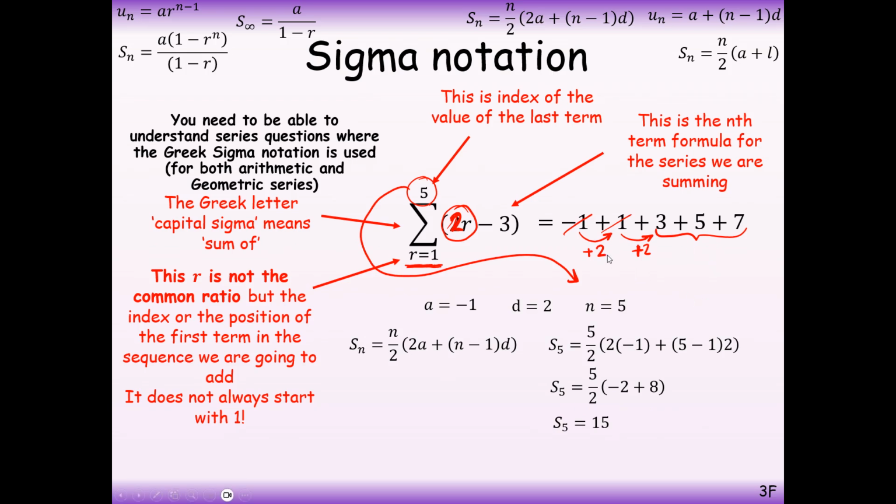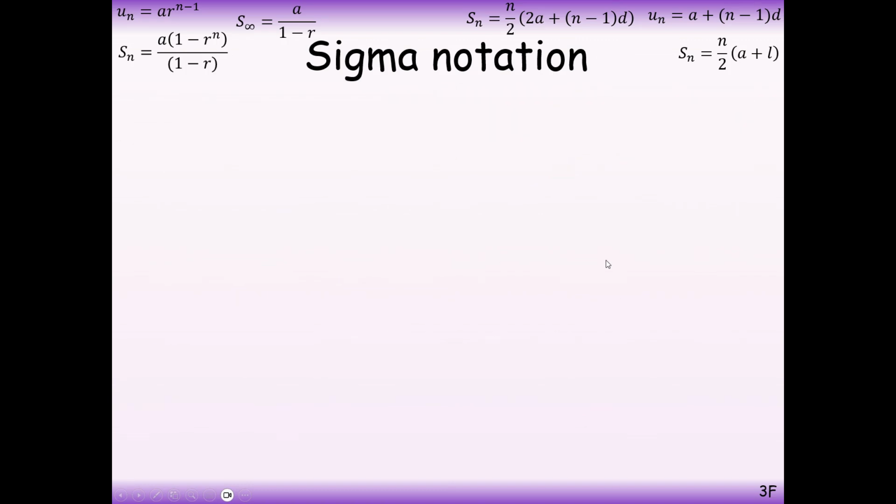Now let's look at a more complicated example of sigma notation. In this case, we don't start with a 1. We are supposed to start our sum with the third term, going from the third term to the seventh term. And looking at the formula, it's not an arithmetic sequence. What kind of sequence is it? It's a geometric sequence.